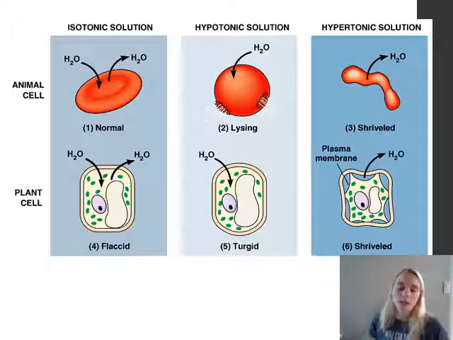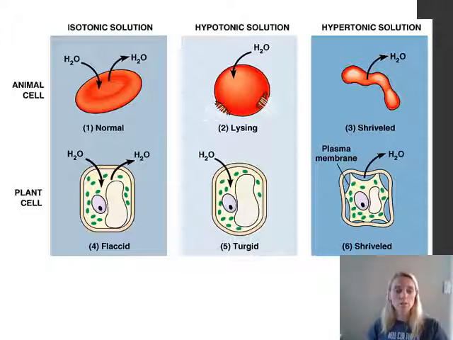Your book has a picture of just the red blood cells, and it has some of the plant cells too, but I wanted to show them all in a line with the difference between these solutions. This picture shows the red blood cell, which would be like an animal cell, on the top, the plant cell on the bottom, but they both respond the same way.